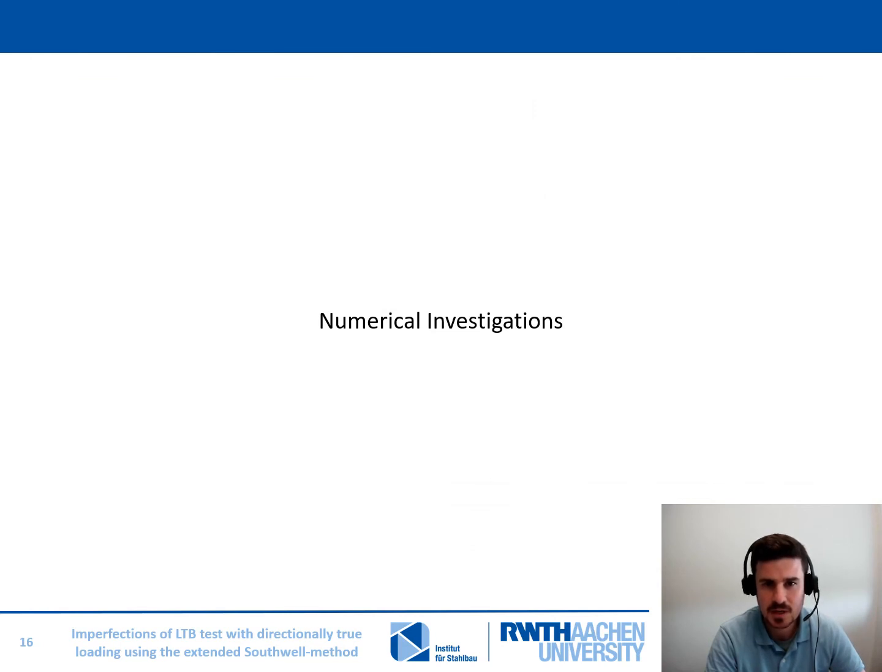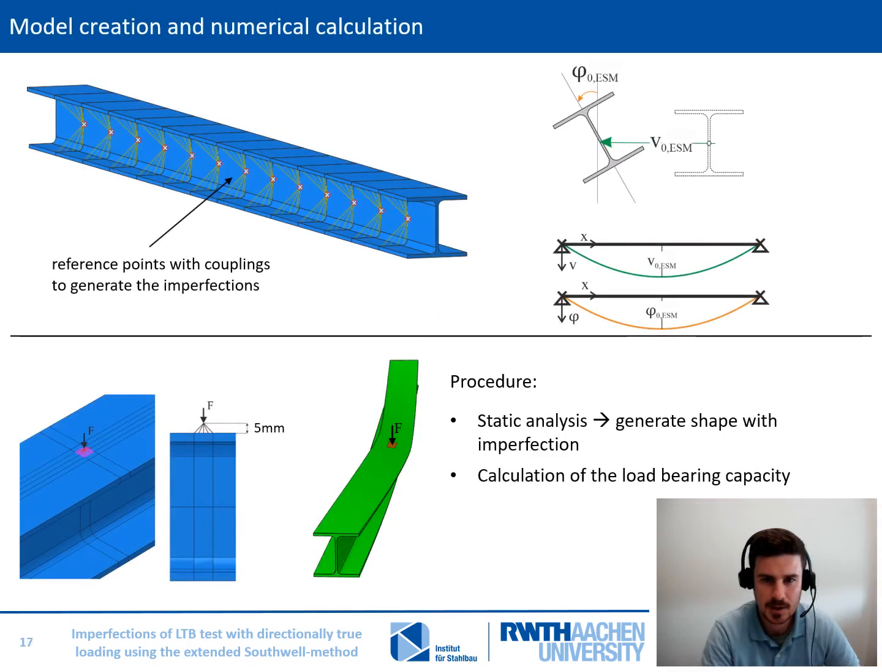To check if all investigated imperfection pairs calculated by the extended Southwell method are a match with reality, we made some numerical investigation. For transferring the imperfection shape into a numerical model, we used volume elements with isotropic material behavior for the modeling. Sufficient reference points are generated along the beam so that the initial imperfections V0 and Phi0 obtained from the extended Southwell method can be imposed. The course of V0 and Phi0 along the beam axis is sinusoidal, so the ratio of V0 and Phi0 is not in infinity with the eigenmode.